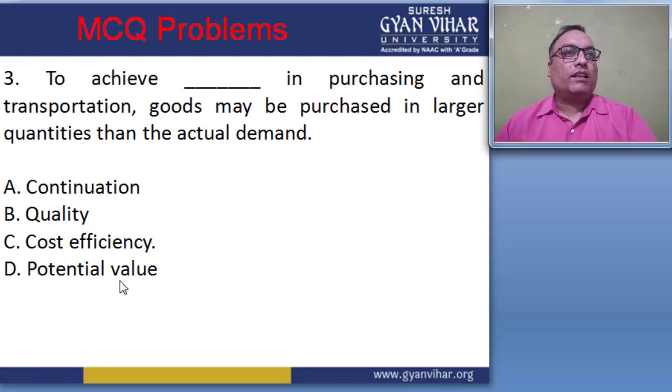This is question number 3. To achieve savings in purchasing and transportation, goods may be purchased in larger quantity than the actual demand. This is the continuation, quality, cost efficiency, and potential value. So C is the answer here, cost efficiency. Then move to the next case.